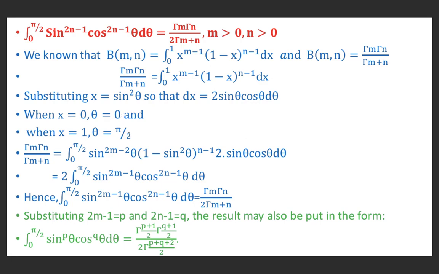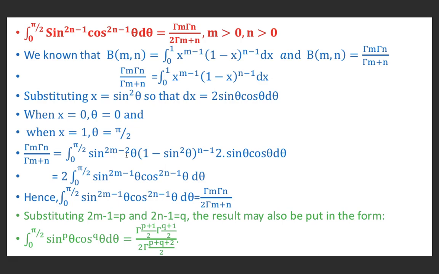Limits are now from 0 to pi by 2. In place of x, we have sine square theta, so (sine square theta) whole raised to power m minus 1 gives sine 2m minus 2 theta. Then 1 minus x becomes 1 minus sine square theta, raised to n minus 1, and dx is 2 sine theta cos theta.